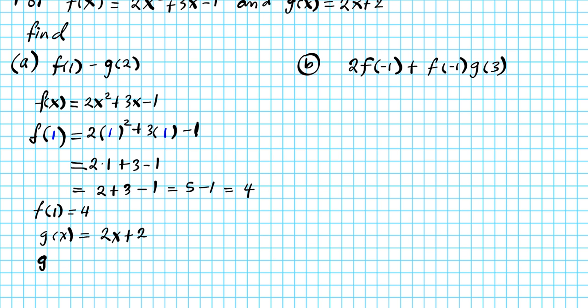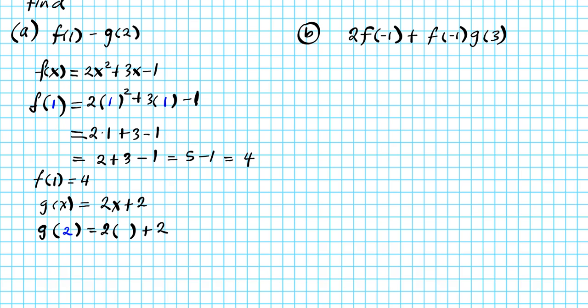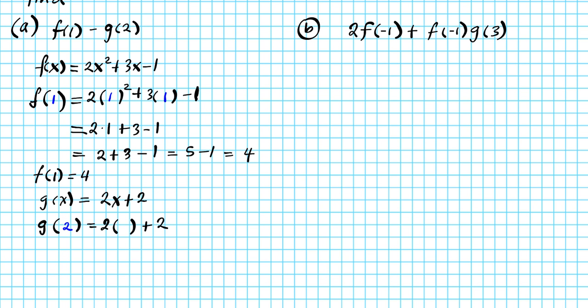So g of 2 is basically what you get when you plug in 2 for all the x's. On the right side, I'm going to write 2 parentheses plus 2. So what am I getting ready to do here? I'm getting ready to plug in 2 for the x. There's only one spot for the x, so I just put 2 here. Now we have an arithmetic expression. Let's evaluate that. 2 times 2 is 4. 4 plus 2 is 6. So g of 2 is 6.